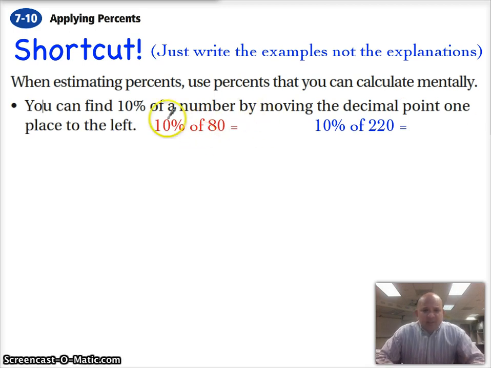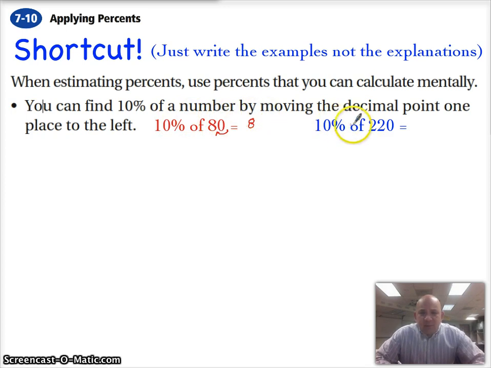in writing. It says you can find 10% of a number by moving the decimal point one place to the left. So when we look at 10% of 80, all I need to do is move the decimal point, which is understood to be right here, one place to the left, and I have 8. In other words, 10% of 80 is 8. If I multiply 8 times 10, I'll get 80. In other words, 1/10 or 10% of 80 is 8.